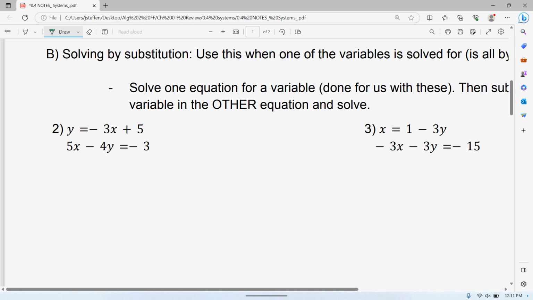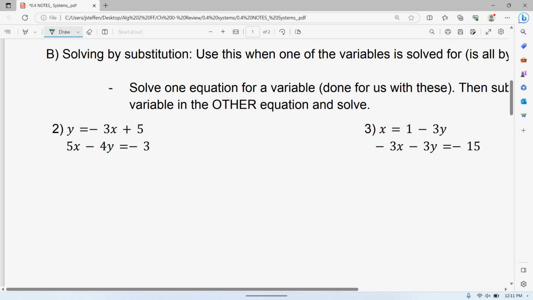So moving on to substitution. The time that you want to use this is when you have one of your equations that has one of the variables all by itself. If you look at number 2 and 3, number 2 has the y all by itself in the first equation, and number 3 has the x all by itself in the first equation. That's when it's a good idea to use this.